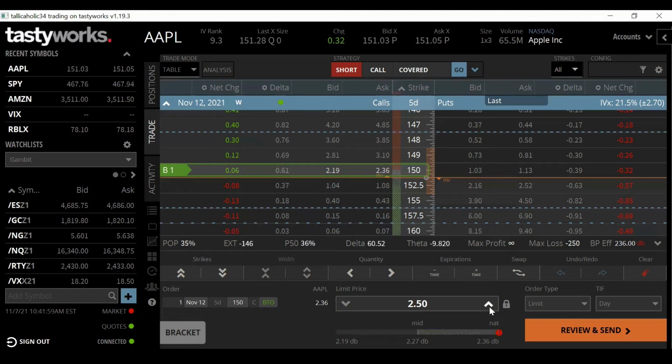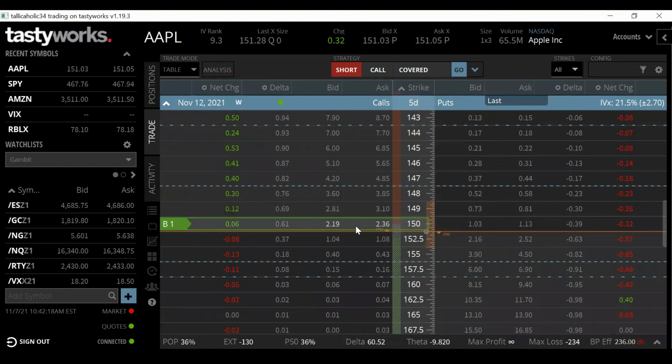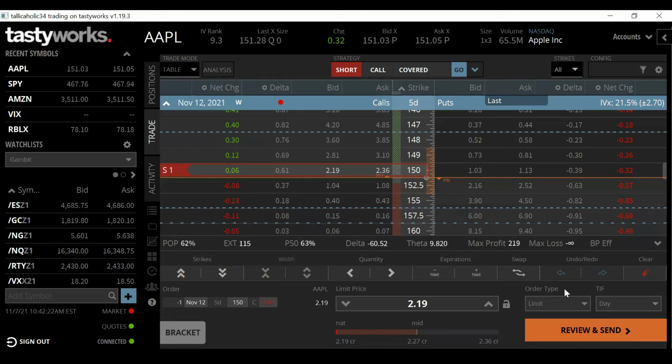So a lot of times when you try to put limit orders way up here, they will automatically just go ahead and fill you at that ask, because why would they make you pay an extra 15 cents more when you can just have it right now for 236? So we can do this with the bid side as well. So you can go in here, we're just going to go with sell. We'll sell the 150. You can see it's currently trading at 219.